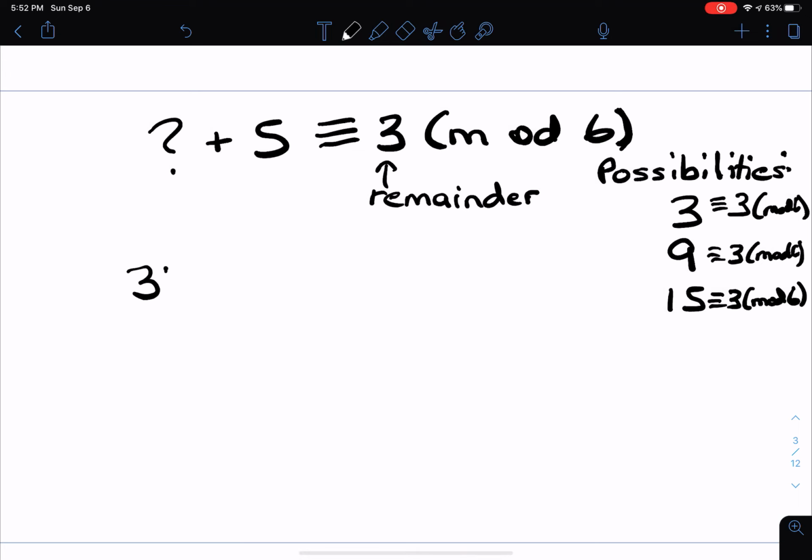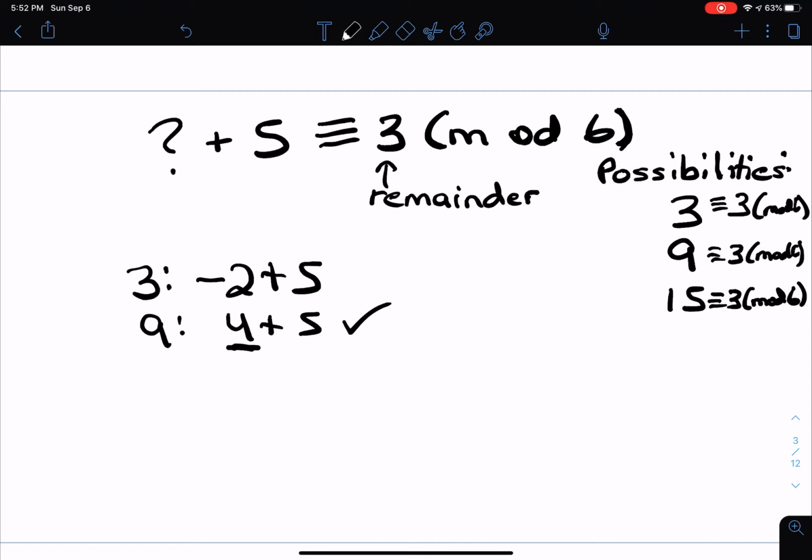Well, to get 3, you could add -2 plus 5. The thing is, they want us to find a number from 0 to 1 less than the modulus. So we have to stick with 0, 1, 2, 3, 4, or 5 here. The directions say that, and typically that's what they're wanting anyways with these problems. But for 9, we can do 4 plus 5. That one works because 4 is in that range from 0 to 5. For 15, I think we're getting too high. Then you have 10 plus 5. Yeah, 10's not in that range of numbers that's allowed. So the question mark here would be the 4.